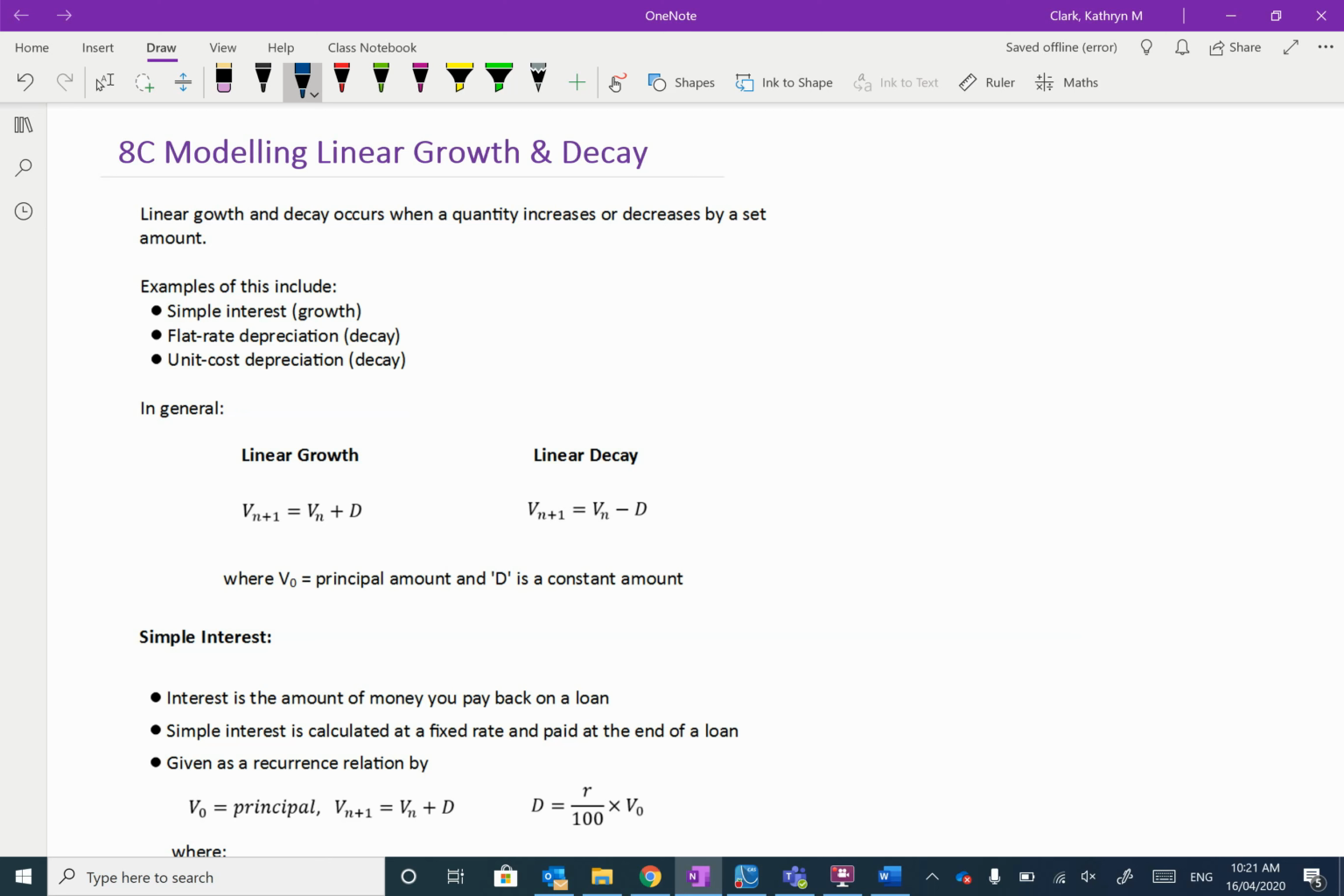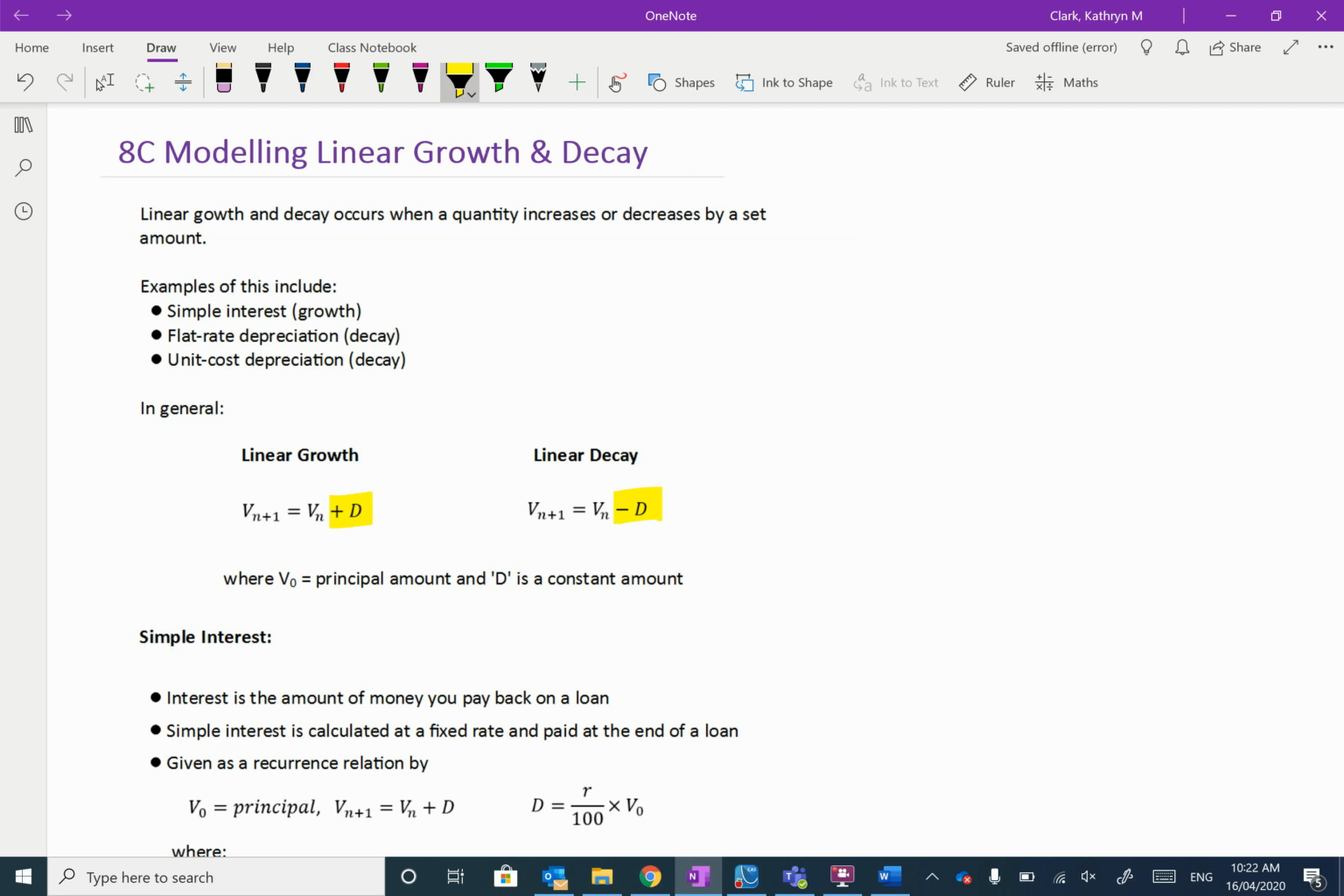Examples of this in finance are simple interest, which is where you earn an extra amount and it's added to your total, and flat rate and unit cost depreciation, which is where your item loses its value according to a fixed cost. For the rule for linear growth and decay, there are two recurrence rules that you need to use. However, the only difference between the two is whether you are adding or subtracting the D value, based on whether you're supposed to be increasing or decreasing your amount.